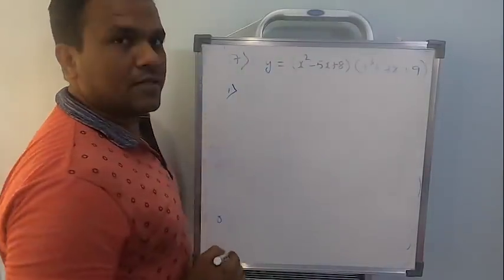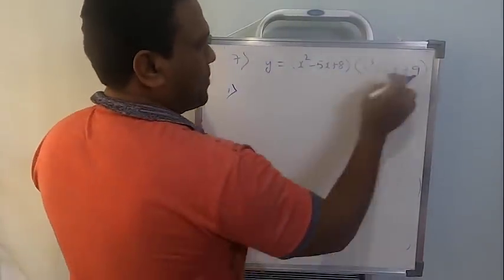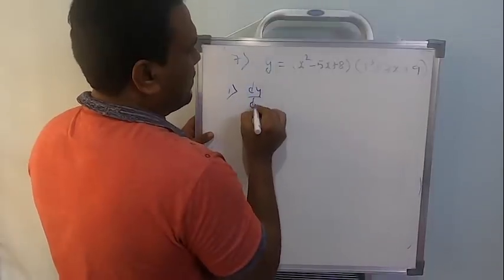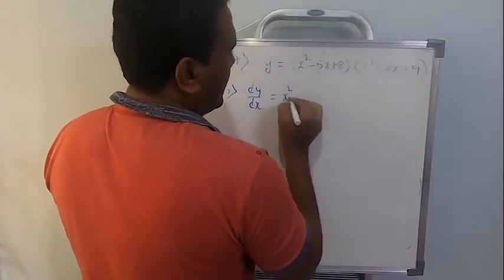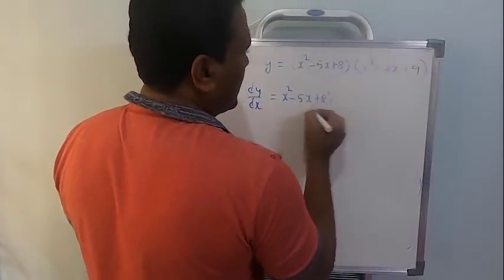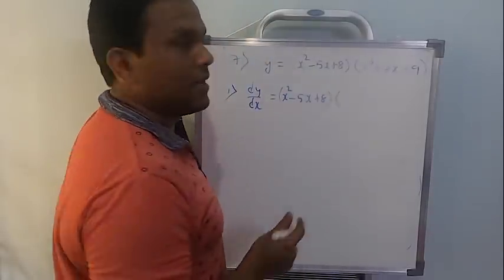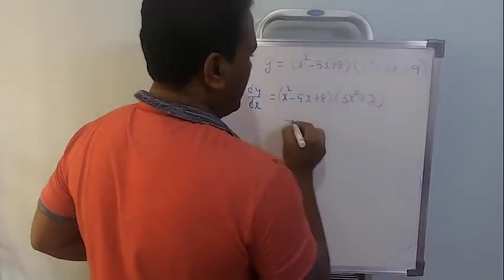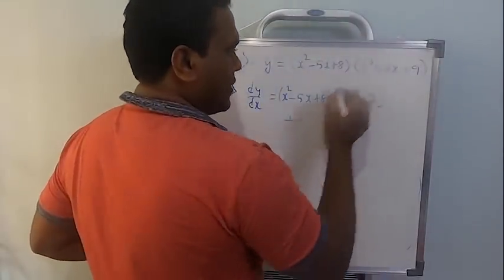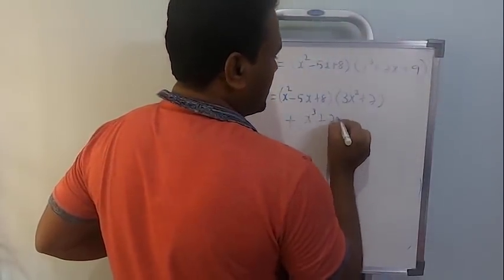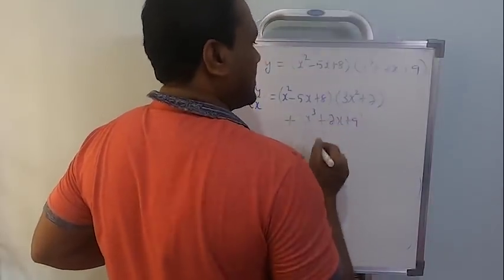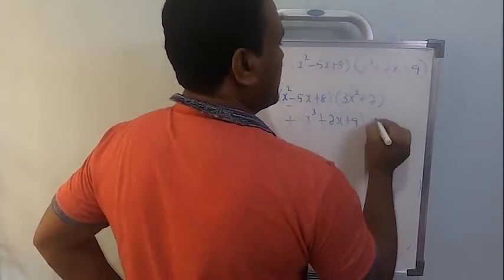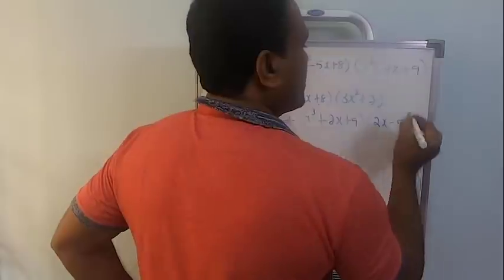So first method, they said product rule. So let's apply product rule. Left hand side dy by dx, right side x square minus 5x plus 8, the first function, multiplied by the differentiation of the second function, 3x square plus 7, plus the second function x cube plus 7x plus 9 multiplied by the differentiation of the first function. So that's going to be 2x minus 5.